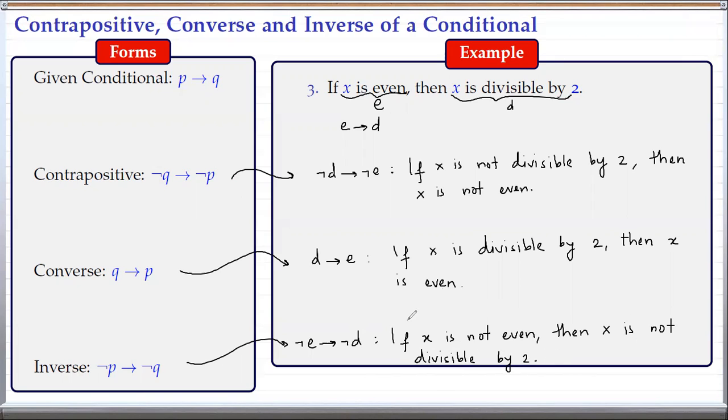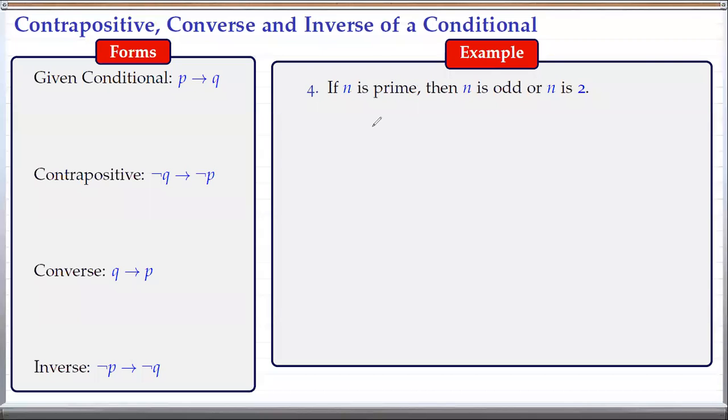So we are done with this example. Let's look at the next one now. If n is prime, then n is odd or n is 2. So here we have 3 statements. The first one, let's denote this by P. The second one, n is odd, let's denote that by O. And the third one, n is 2, let's denote that by T. Here we are given P implies O or T. So I'm going to put that in parentheses.